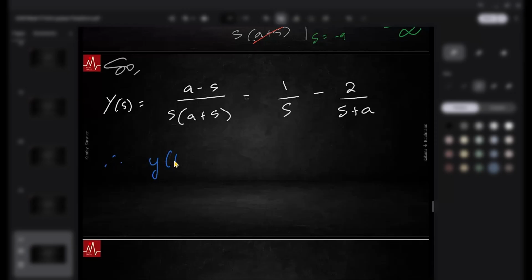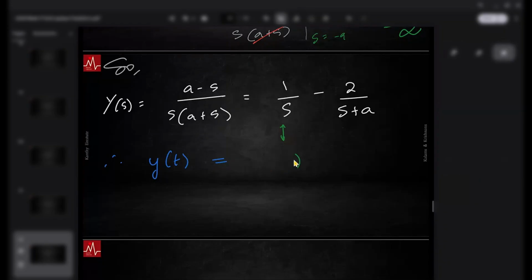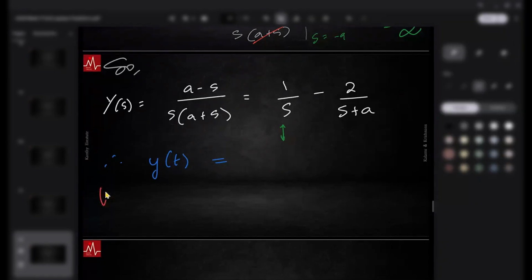Therefore, your y of t is the inverse Laplace transform. This transforms to u of t, that is 1. I'm going to note this is for all t greater than 0. This is 1, minus the inverse Laplace transform of that, which transforms to e to the power minus a t. Now you've got your function.